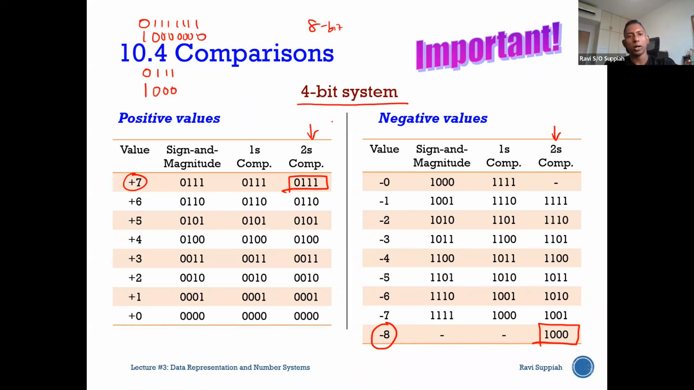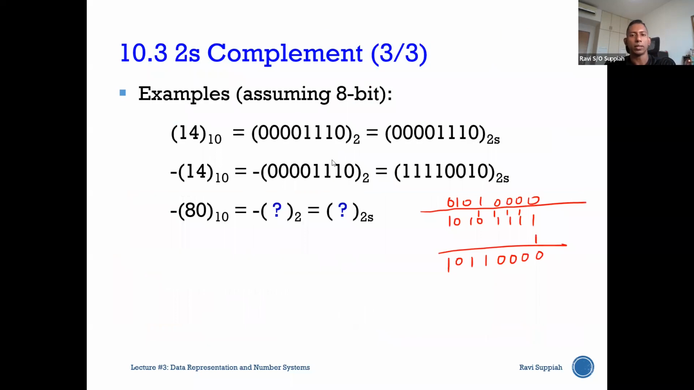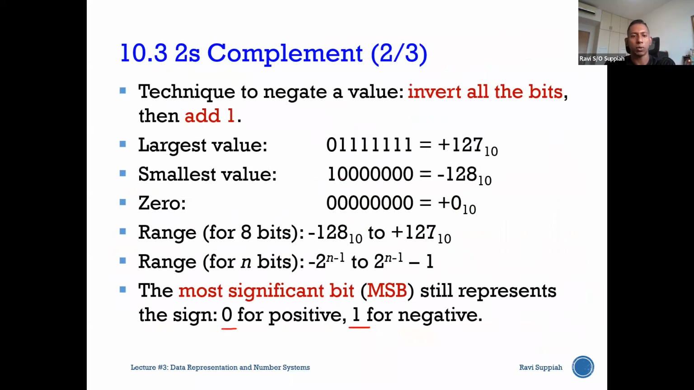Okay, so of course, instead of just trying to figure it out through ones and zeros, there is an easier way to do it, to know what is the biggest or smallest number. That is using this formula: negative 2 to the power n minus 1, to 2 to the power n minus 1 minus 1. So let's see how to apply this.